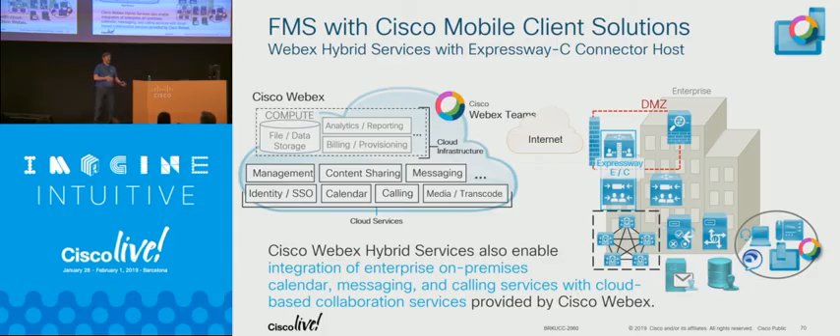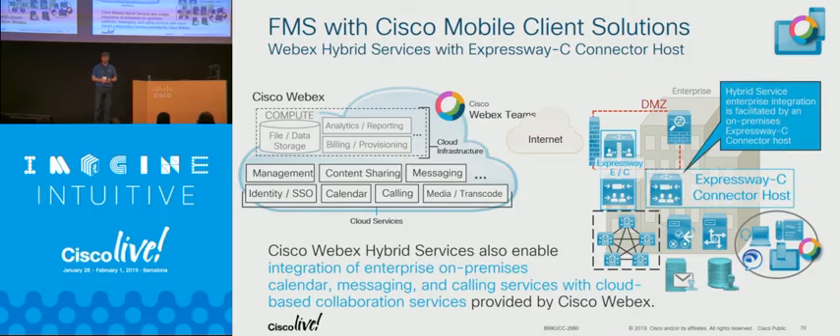Now I want to talk about some other integrations that we can do, things like calling, messaging, calendar, and those kinds of things. But all of the other integrations that we do outside of the Directory Connector involve what we call the ExpressWay-C connector host. And what this is basically a gateway for all intents and purposes. It's just like a regular mobile and remote access or a B2B expressway, except its function is specifically to be able to provide interop between the WebEx cloud and your on-prem capabilities. So similar to the Directory Connector, except it's a set of software running on an expressway node instead. And this allows us to do integrations of things like messaging and calendar between on-prem and the cloud.